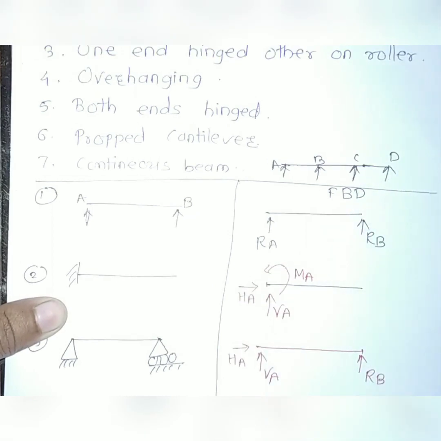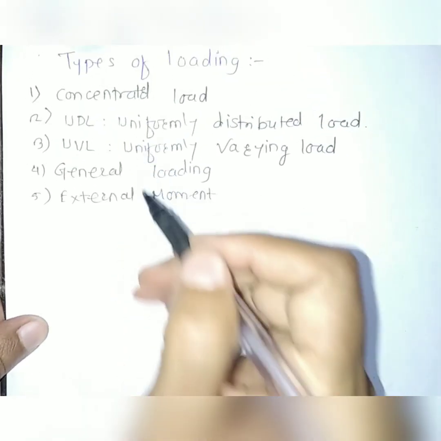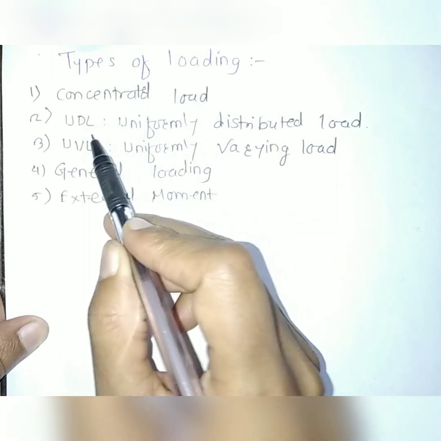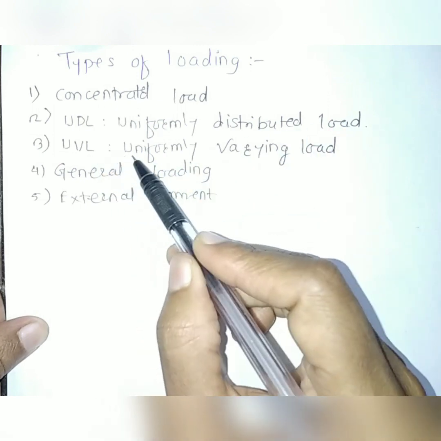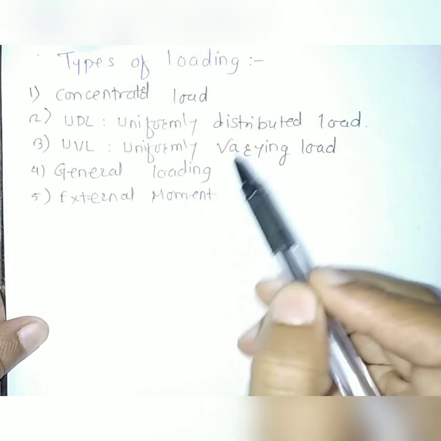Now we'll see types of loadings. There are 5 types of loadings. Concentrated load, UDL. UDL stands for uniformly distributed load. UVL, uniformly varying load. General loading and external moment. One by one we'll see.